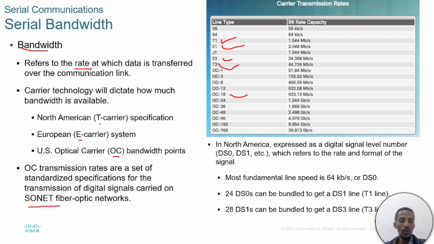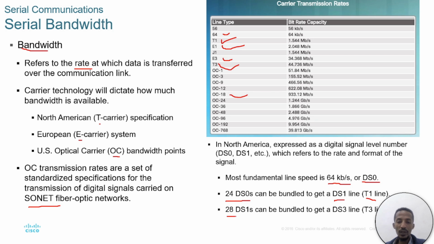So usually the OC or the optical carriers are usually carried on the SONET carriers. The most fundamental line speed is 64 kilobits per second. So this is the first one. That's called the DS0, the digital signal 0 and 1. They'll keep on. So you'll have DS0, DS1 like that. But whenever you have 24 DS0s, they are called what? DS1 or T1 line. So you can multiply 24 by 64, you'll get T1 line.